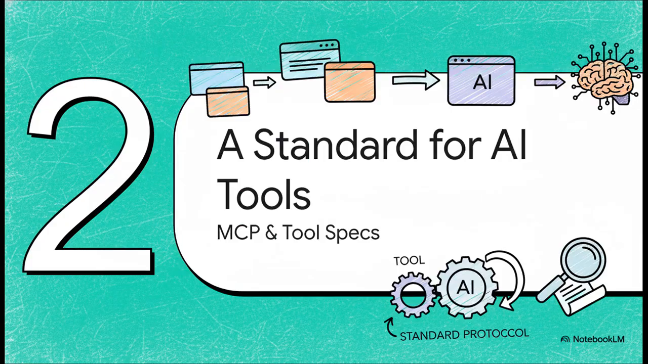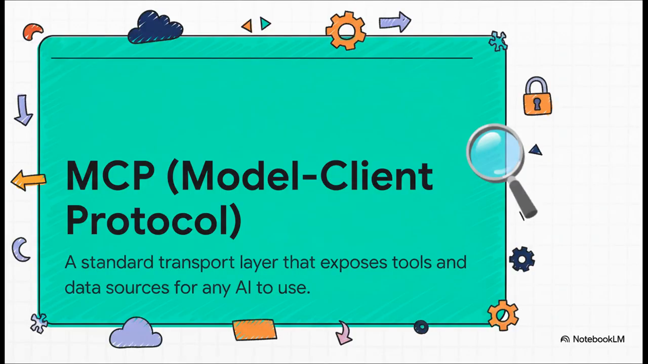So what does this new standard actually look like? Well, it's built on two core ideas, something called MCP and tool specs. Let's break them down. Okay, first up is MCP, which stands for Model Client Protocol. This is the how. Think of it like the plumbing, or maybe the universal transport layer. It's just a standardized way to expose your tools and data so that any AI can connect to them without you having to build a custom pipeline every single time.